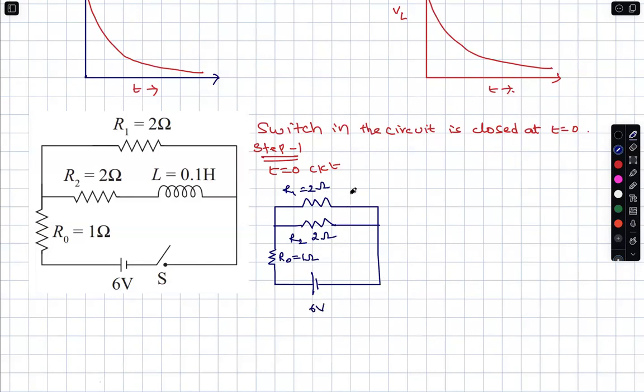Finally, 2 ohm parallel 1 ohm, 1 ohm series. So therefore, the drop across this is going to be 3 volts. Remember, at t is equal to 0, 3 volts. And at t is equal to 0, I have made one mistake. I've just done one blunder. Let me correct this.